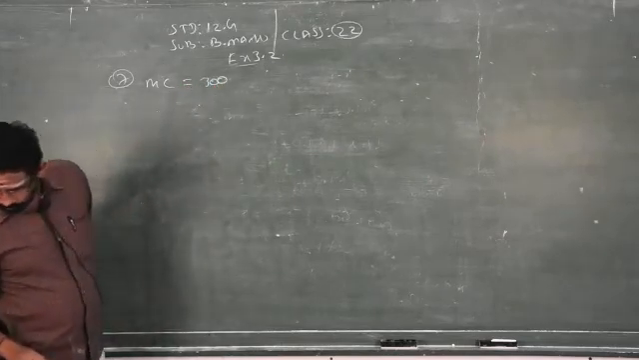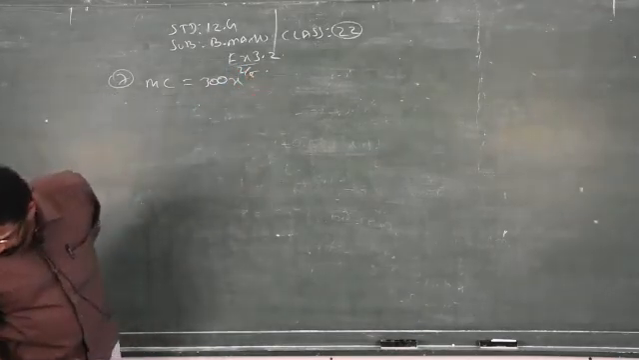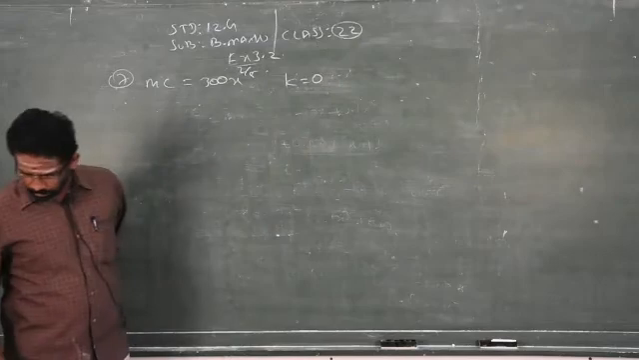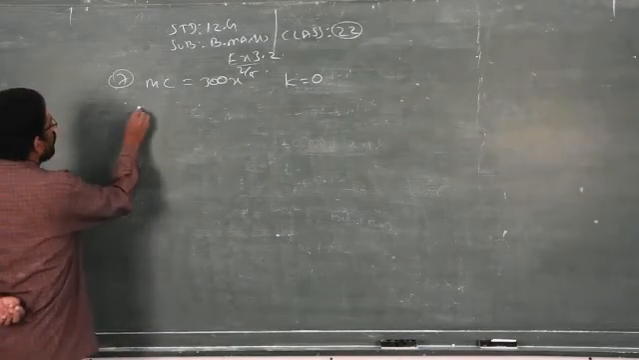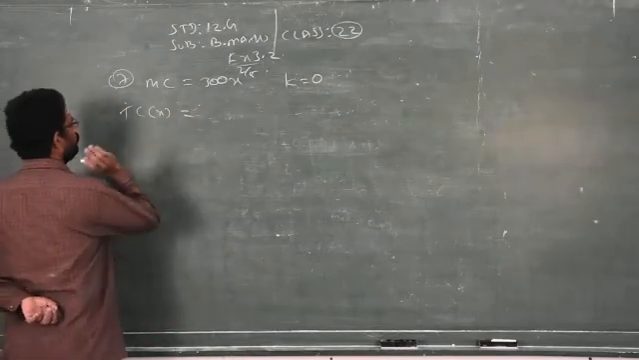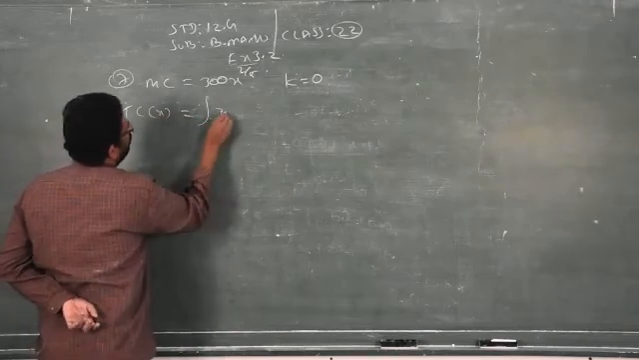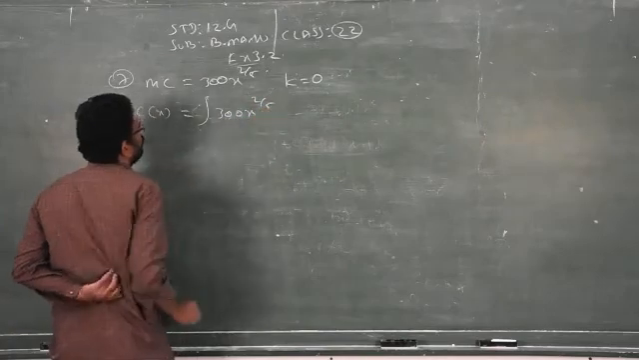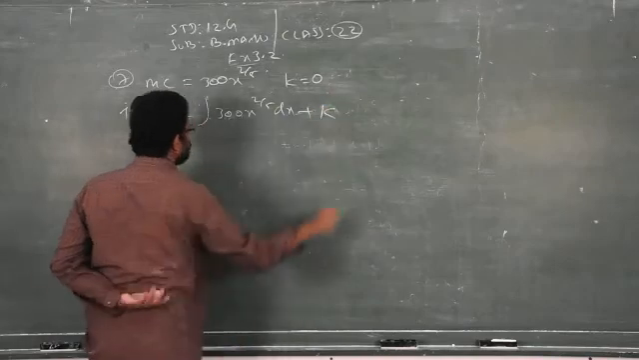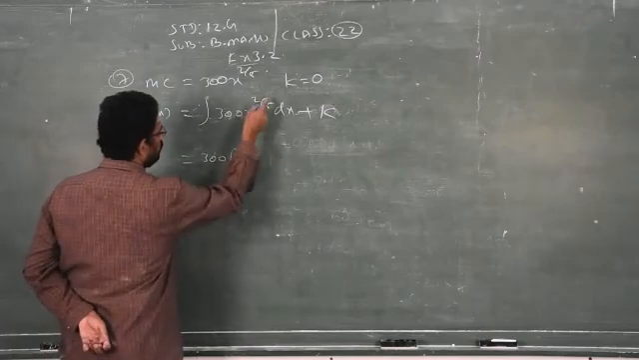So MC is given as 300 x power 2 by 5. It is given x power 2 by 5. Fixed cost is 0. Find the total cost and average cost. So how do you find the cost function? C of x means total cost. You may call it TC also, doesn't matter. If you write it simply C of x or TC, both are the same. So integration of 300 x power 2 by 5 dx plus k, we can replace k by 0 in the next step. So integrate x power 2 by 5.